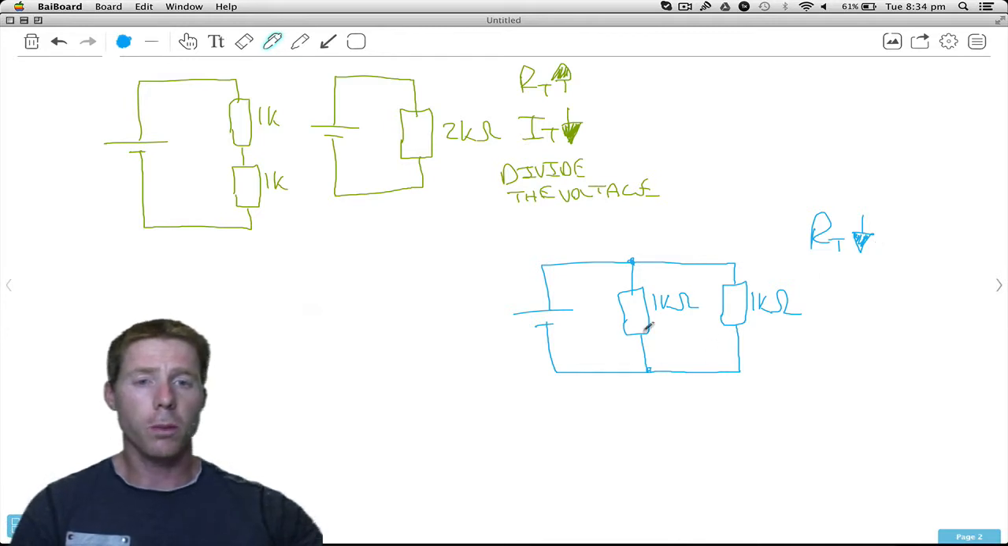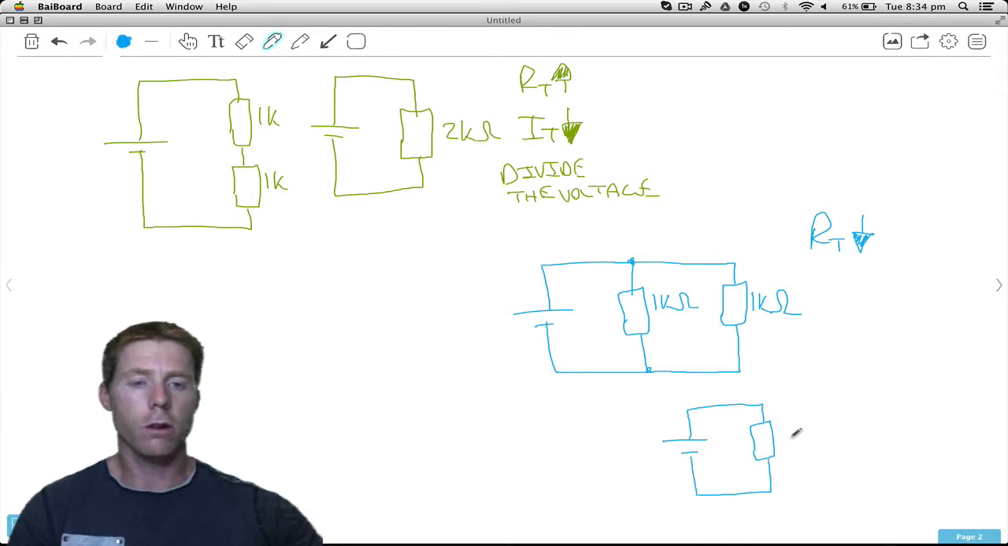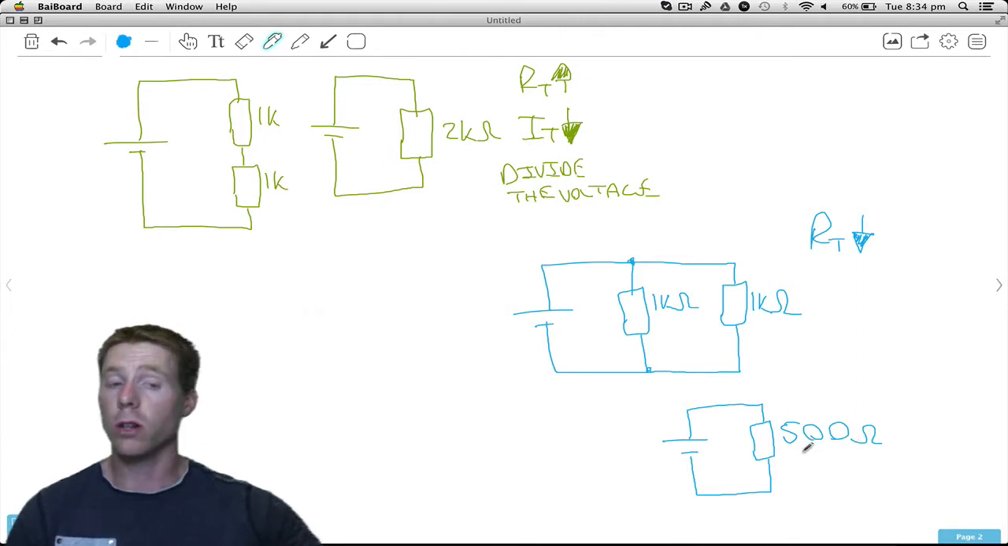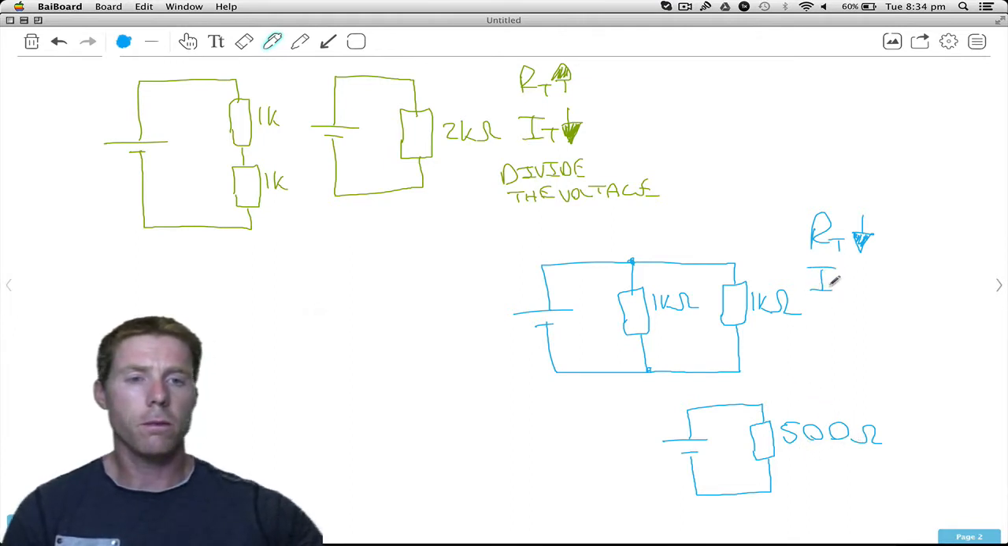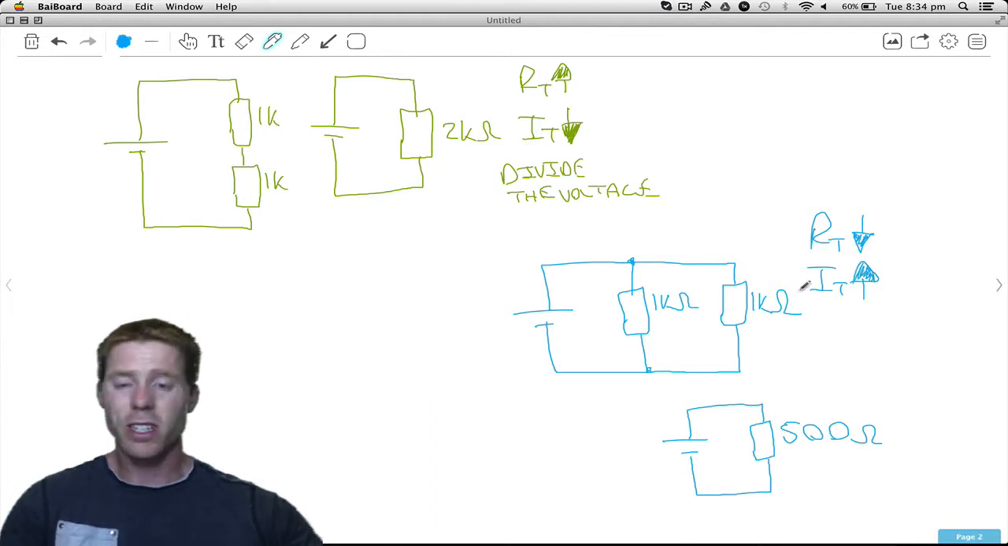So if we were to replace that circuit with a single resistor, and this will make sense when we get to the calculations, so don't worry at the moment, for that circuit it would actually look like 500 ohms. Resistance goes down. What therefore happens to total current? Well, it goes up. And that's exactly what we found.